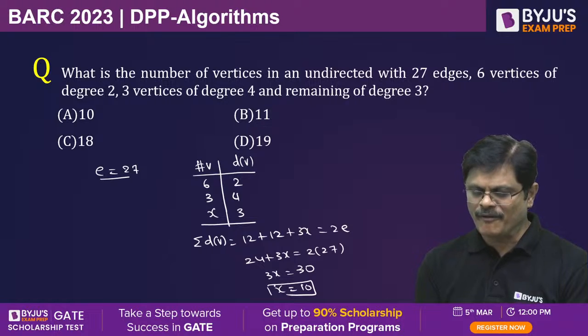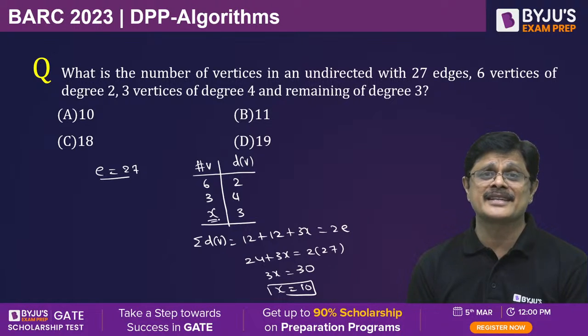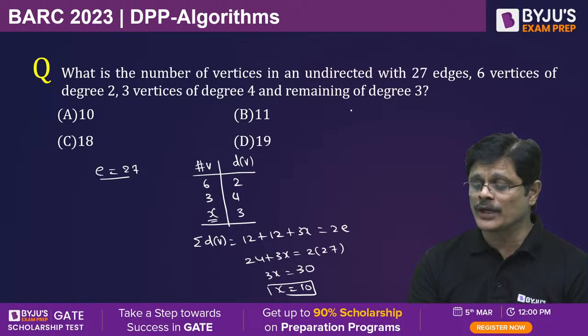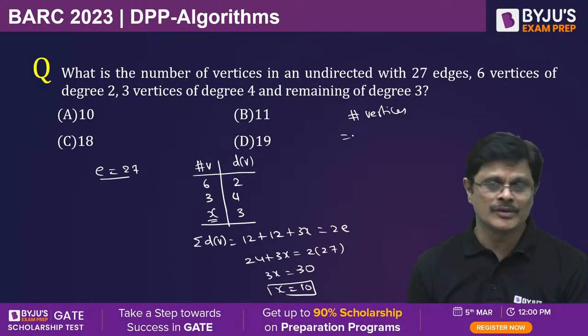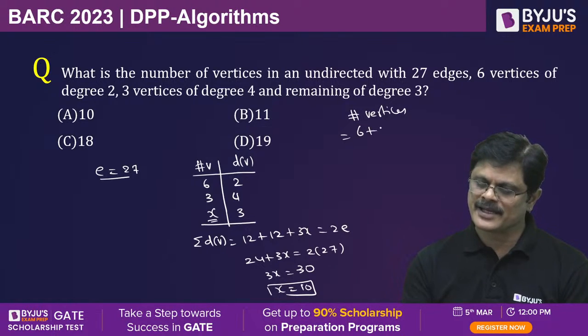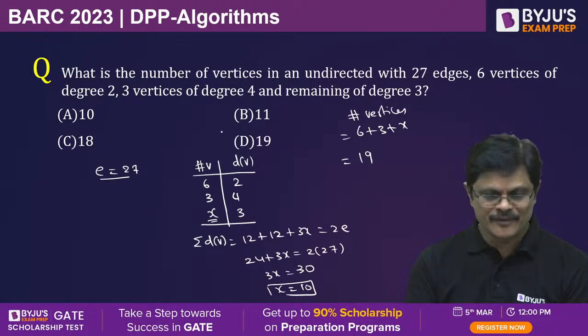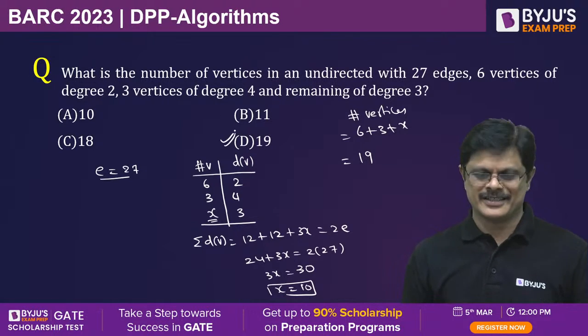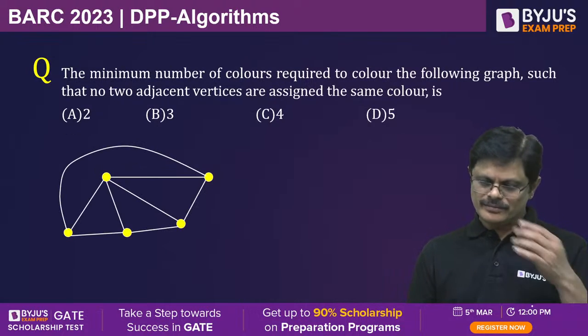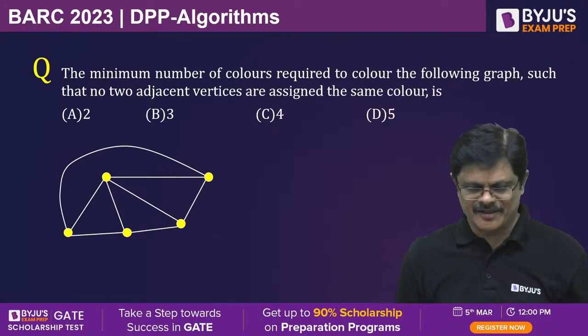But x is the number of vertices of degree 3. I want the total number of vertices. If I want the total number of vertices, what I should do? You have to add 6 plus 3 plus x. X is 10. So the answer is 19, which is option D, my dear friends. Very good. Now please tell me the answer for this.